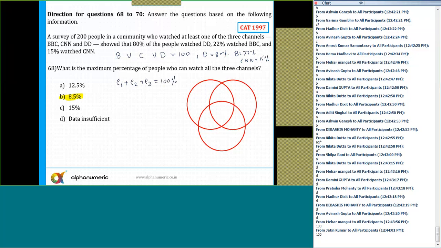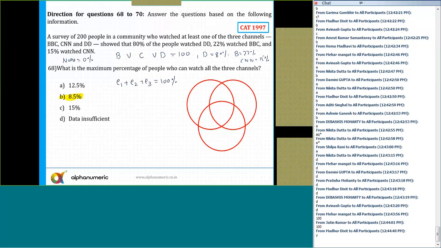Why? Because none is equal to 0, it is given here. Every person is watching at least one channel. So the number of persons who watch exactly one channel plus exactly two channels plus exactly three channels is equal to 100% here. And if I add all three, E1 plus twice E2 plus thrice E3, that is basically equal to 80 plus 22 plus 15. This is the union.